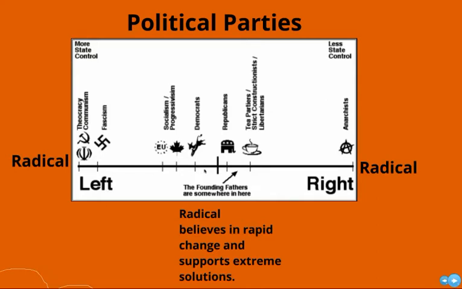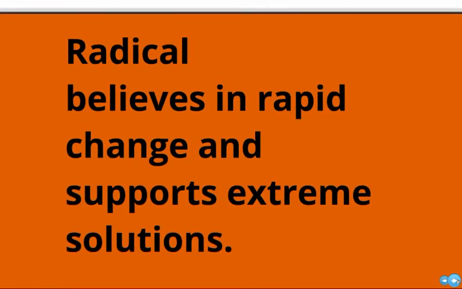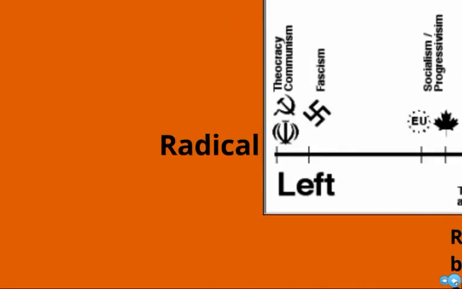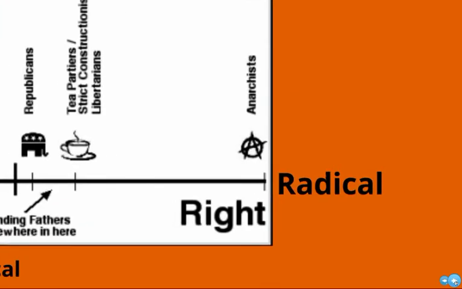Now, if you look at the far ends of the political spectrum, you'll see that that is where the radicals lie. And a radical believes in rapid change and would support an extreme solution. And this is the case for radicals on the left and for radicals on the right. So if we look at the radical left, you're looking at communism, particularly the far left. That's what you're going to find. And if you look at the radical right, you're looking at anarchy. Now, when I say anarchy, I don't mean chaotic anarchy. What I'm talking about here is a complete lack of government.